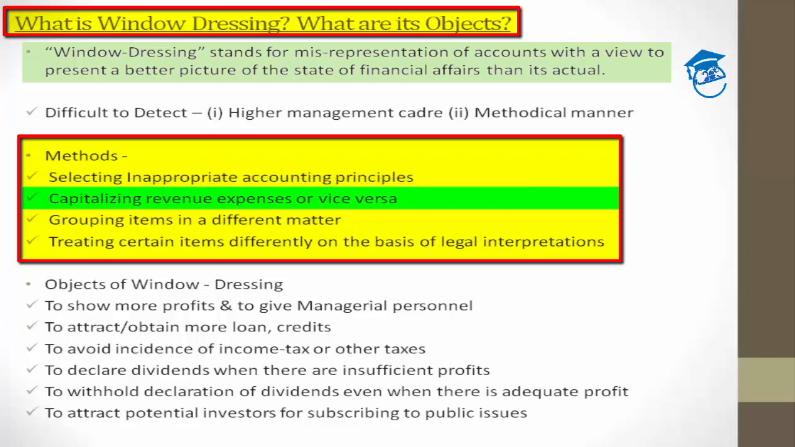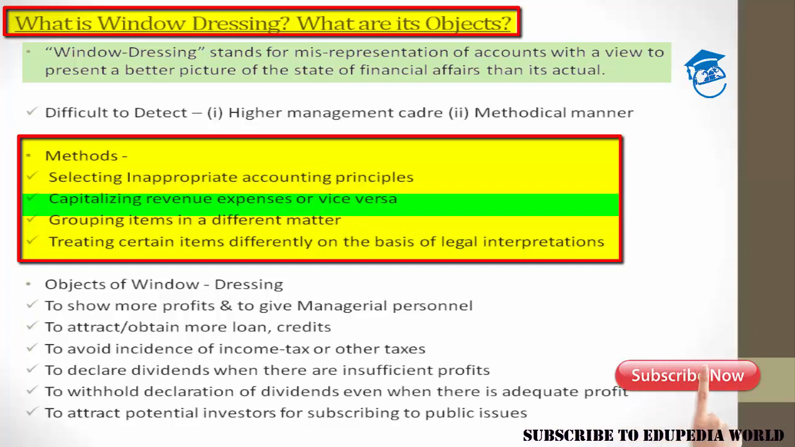Number two, capitalizing the revenue expenses or vice versa. There are a few expenses which are revenue in nature, their expenditure. However, you are capitalizing the same. Or you are basically treating the capitalized expenses as the revenue one. Again, that is something very wrong.